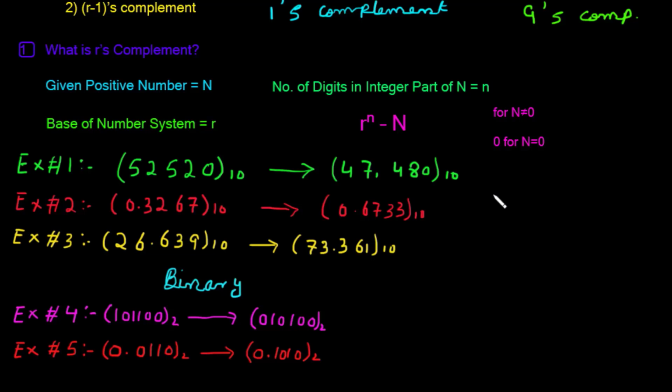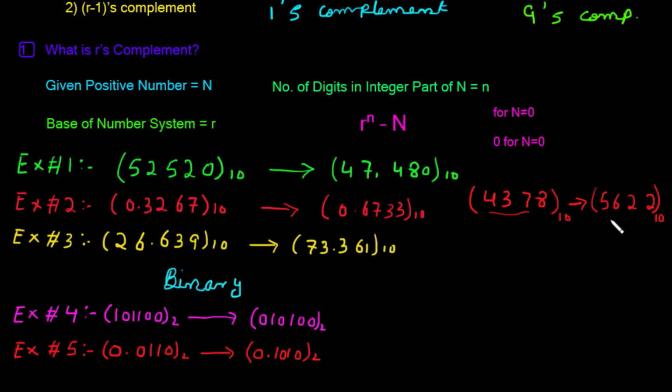Now, let me try. If I have to find the ten's complement of this number, we don't have a least significant 0. So this 8 is subtracted from 10, I will get 2. And now these higher significant digits will be subtracted from 9. So when 7 is subtracted from 9, I will get 2. 3 subtracted from 9, I will get 6. And when 4 is subtracted from 9, I will get 5. So this is the R's complement of this number.